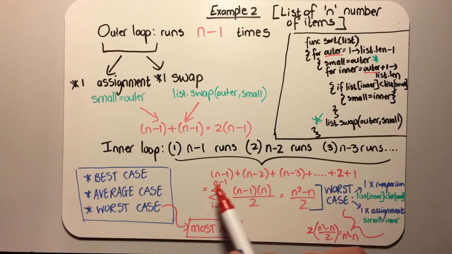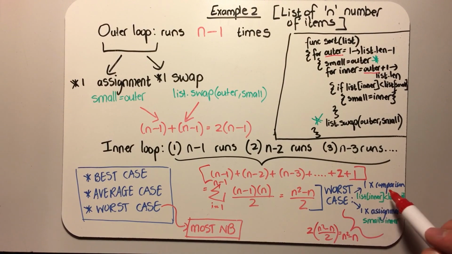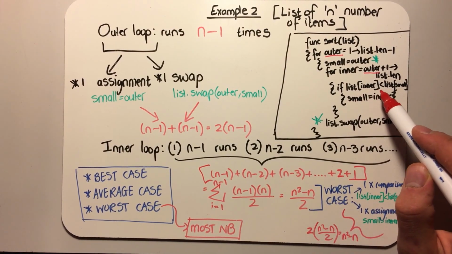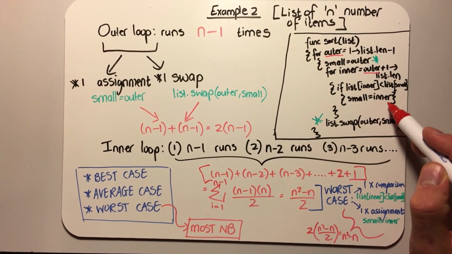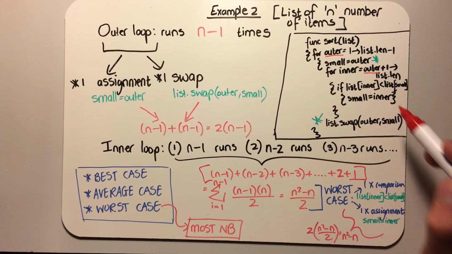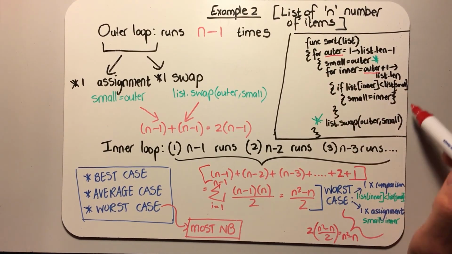then over here, we're first going to look at this, and we can write it as the sum from i equals 1 to n minus 1 of n minus 1 times n over 2, which gives us n squared minus n over 2. That's just a different way of expressing what we said about the inner loop. So in our worst case, we're going to have one comparison, list inner less than list small, and one assignment, small is assigned inner, which means n squared minus n over 2 is the complexity of the inner for loop.